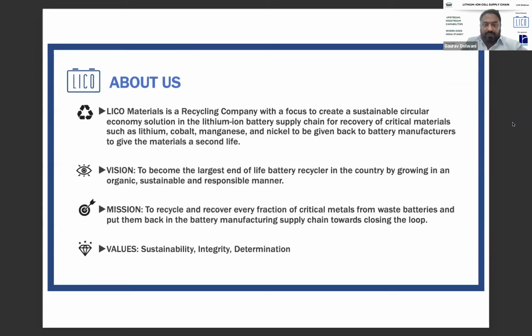As Utkarsh spoke earlier, I think we work very similarly. We both are battery recycling companies, so you must have understood a bit from what he said. We are purely in the lithium-ion recycling space. We do not recycle other kinds of batteries like lead acid, etc., because there were some questions that were asked. So the idea of the company is to recover every single fraction of any critical metals that are available from waste batteries and put them back into the battery manufacturing supply chain, towards closing the loop.